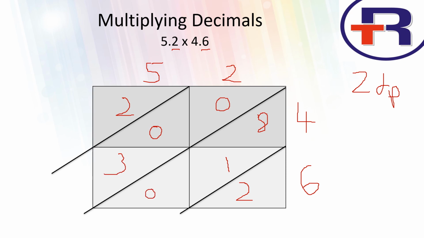We then do the addition, and we start in this bottom right hand corner. 2. We now add down this diagonal. 8 plus 1 is 9. We then add down this diagonal. 0 and 0 plus 3 is 3. And finally 2. That gives us an answer of 2392.